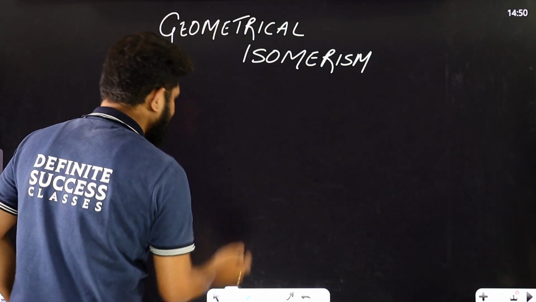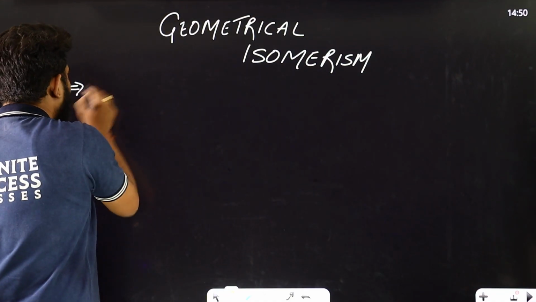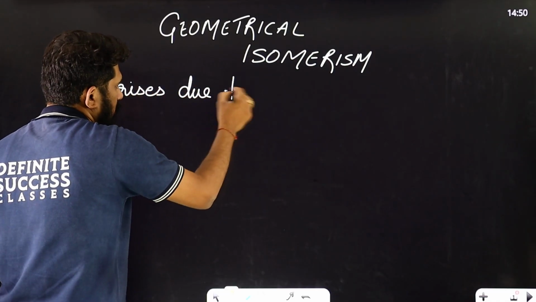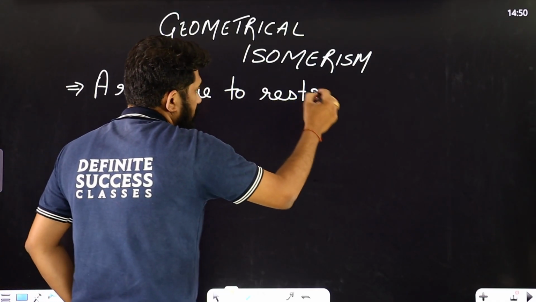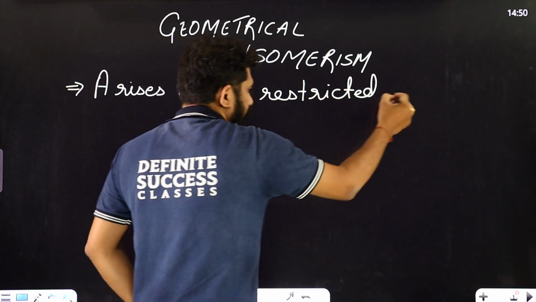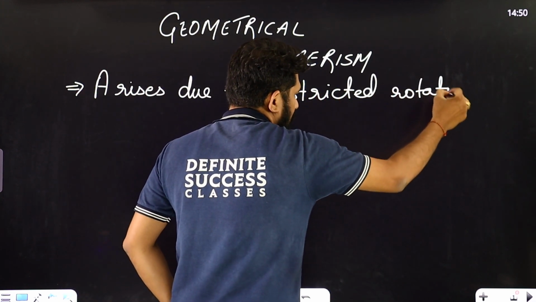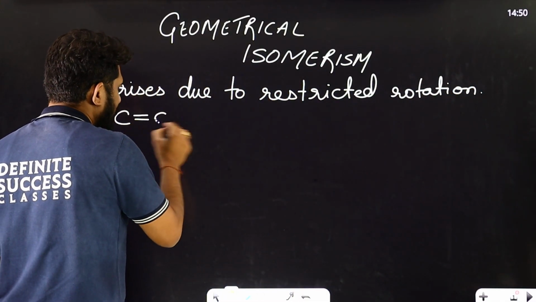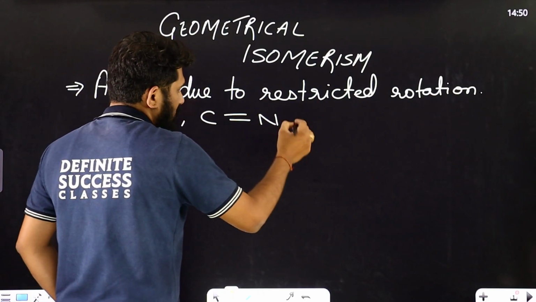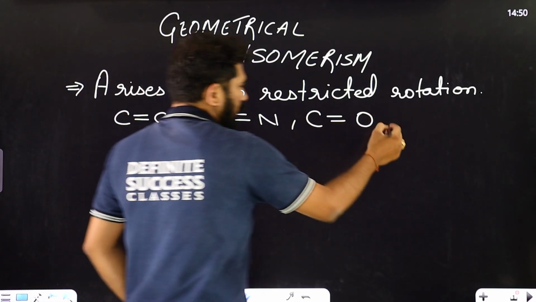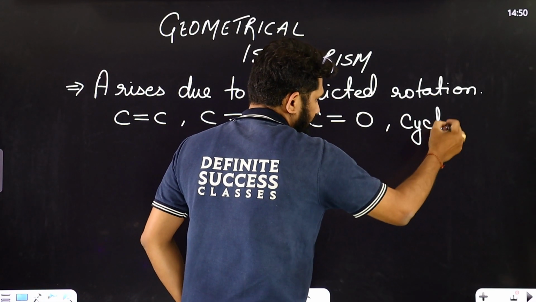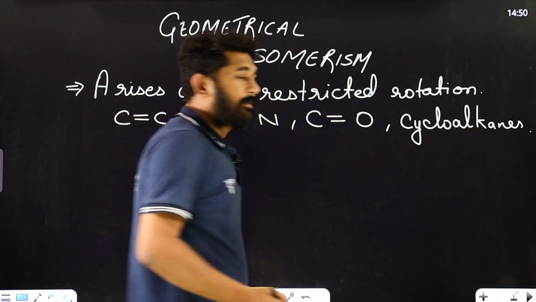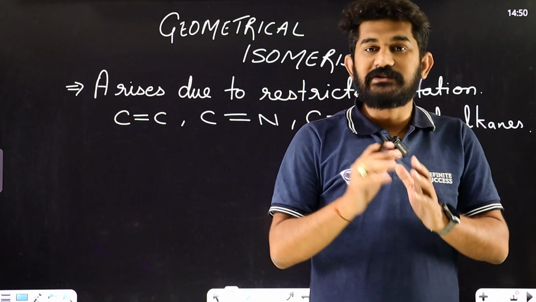Now geometrical isomerism arises due to restricted rotations. Now where can you see these restricted rotations? In C double bond C, C double bond N, C double bond O, or cyclic compounds like cycloalkanes. All these compounds show geometrical isomerism due to restricted rotations.